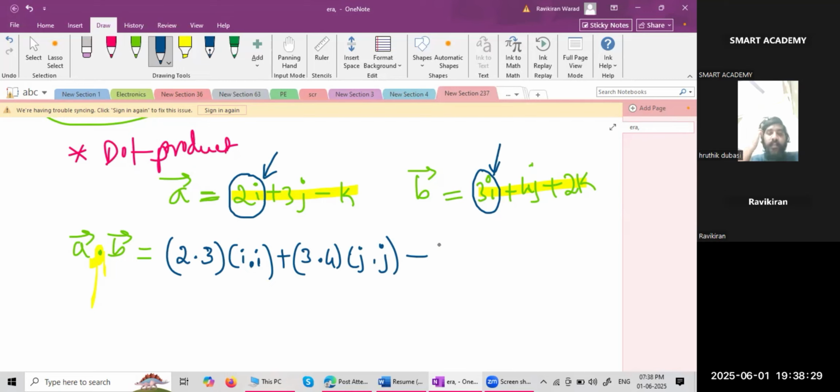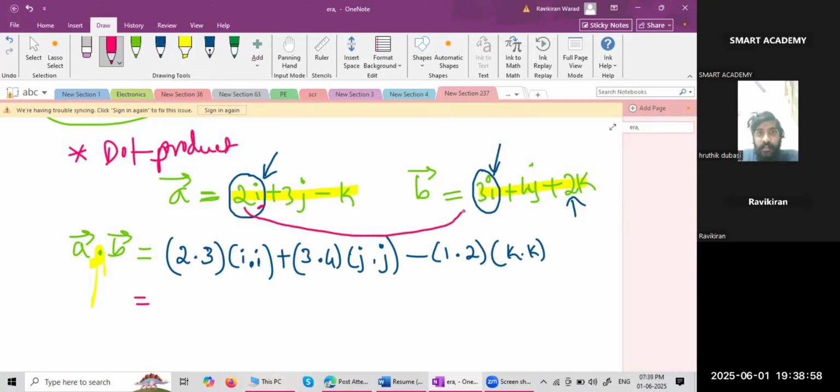What is the coefficient of k? Minus 1 here, and what is the coefficient of k here? 2. Here k dot k. Any confusion in this step? Dot product means you multiply the i coefficient with the i coefficient, the j coefficient with the j coefficient, and similarly the k coefficient with the k coefficient.